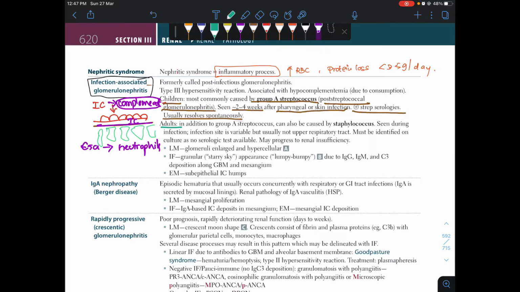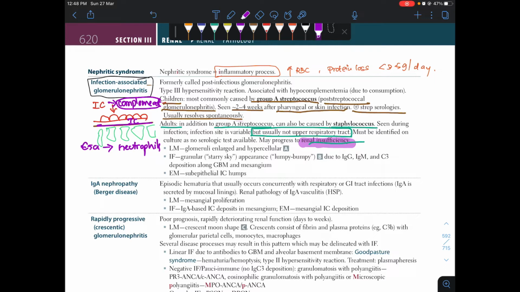In adults, infection associated glomerulonephritis can present after infection by group A streptococcus or staphylococcus, and the infection site is variable. As in children, infection is primarily in the pharynx, that is strep throat, or on the skin like impetigo, but the infection site is variable for adults. That is, it will not necessarily follow an upper respiratory tract infection, and in adults bacteria should be cultured because no serology tests are available. In adults it is more complex, and this glomerulonephritis will lead to renal insufficiency.